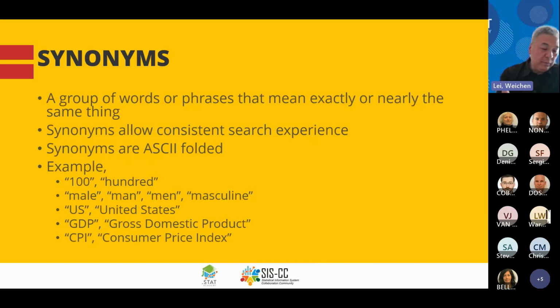And very often people search country names by using abbreviations, the country code. For example, GDP has the same meaning as gross domestic product. So with this synonym list, it's very easy to configure the system to understand a group of words or phrases.